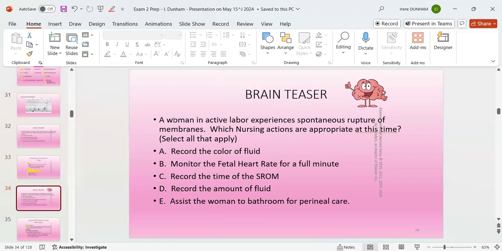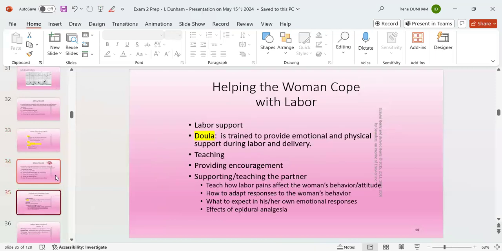So here's another brain teaser. A woman in active labor experiences spontaneous rupture of membranes. Which nursing actions are appropriate at this time? Select all that apply. A, B, C, D. We would not include E, correct? Yes. The answer is A, B, C, and D. Good, you got it.